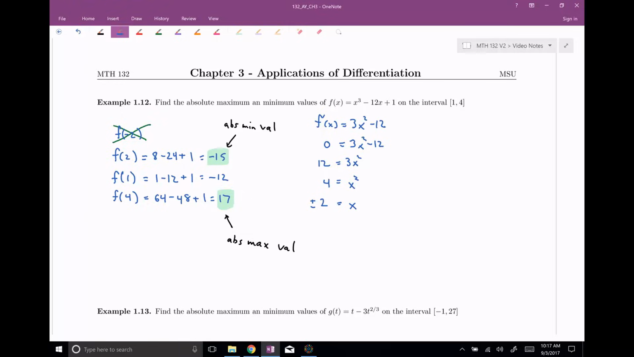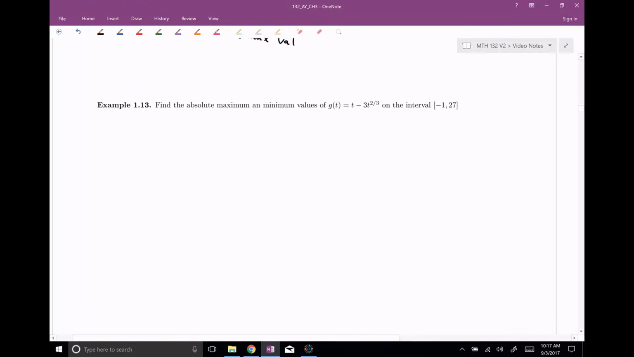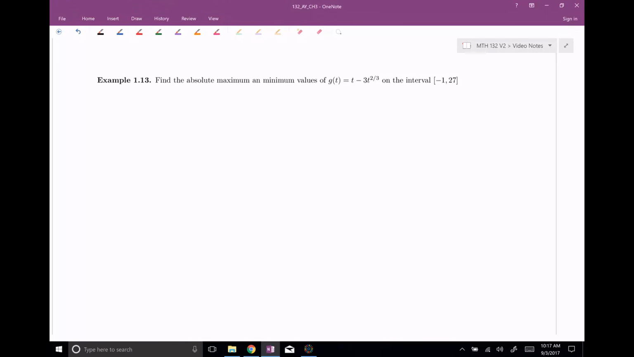Okay, let's do one that's a little bit more complicated here. Find the absolute maximum and minimum values for this function, t minus 3t to the 2/3 power on the interval from -1 to 27. Again, we're going to follow the technique, which is to write down our critical numbers. In order to get our critical numbers, we're going to need to take the derivative.